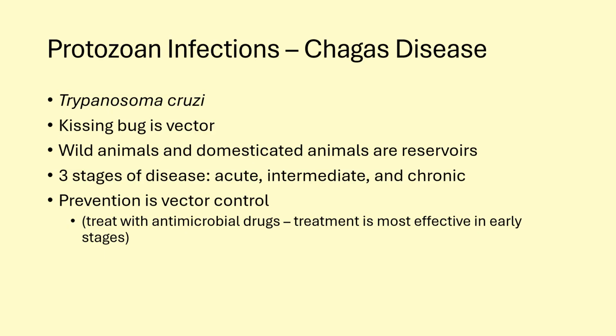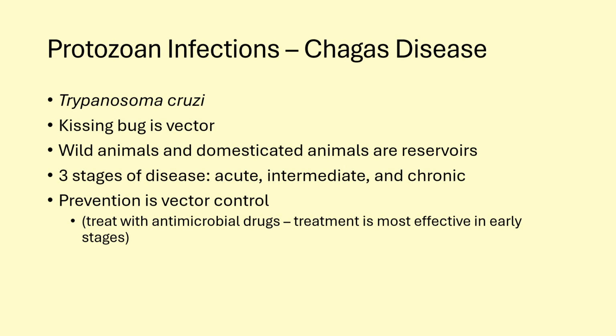Chagas disease, remember we're still talking about protozoan infections. Trypanosoma cruzi is the causative agent. The vector is the kissing bug. Wild animals, domestic animals, both can be reservoirs, and then the kissing bug transfers it as the vector. There are 3 stages of the disease. They're classified as acute, intermediate, and chronic. How do you prevent it?